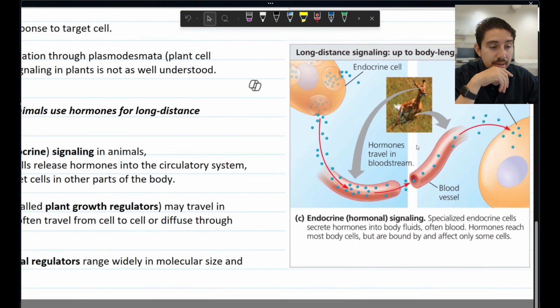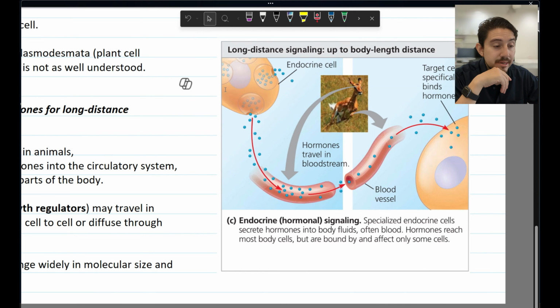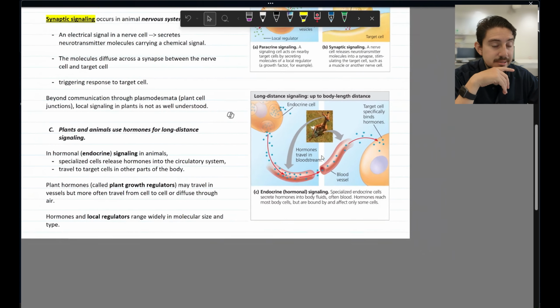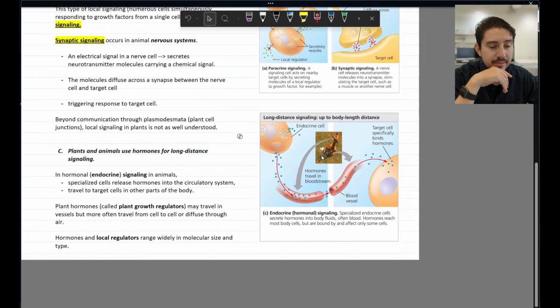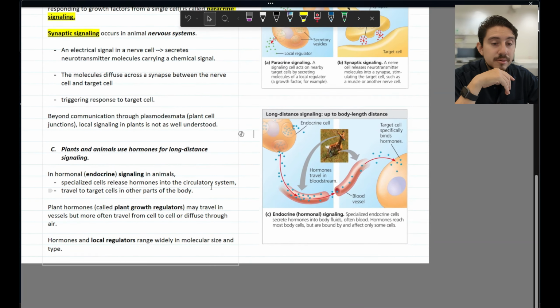Just to give you an example here, right? So you have an endocrine cell that is releasing some hormone into the bloodstream, okay? And the bloodstream is carrying this hormone throughout the body to be received by some receptor and some target cell. Okay, long distance. Though we're going to get back to this with adrenaline.